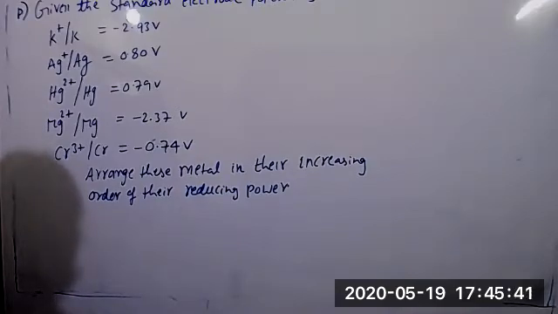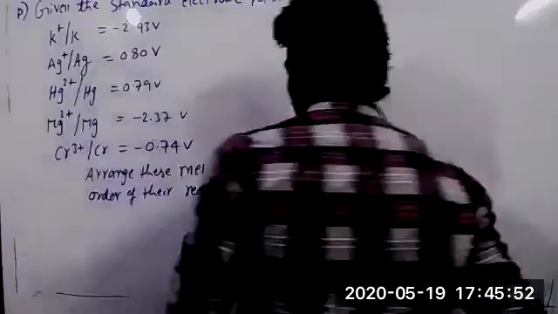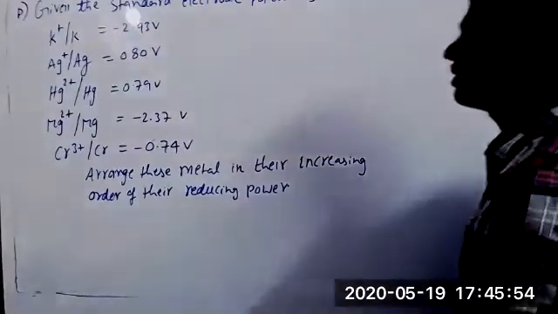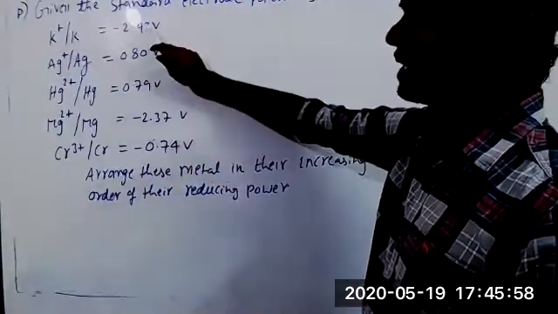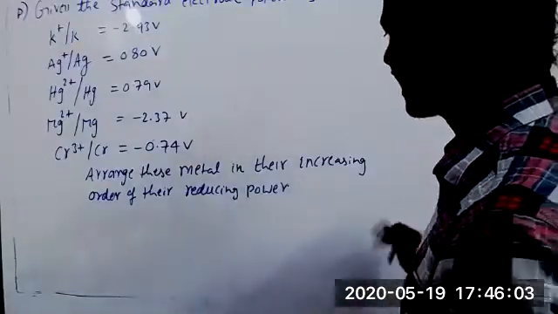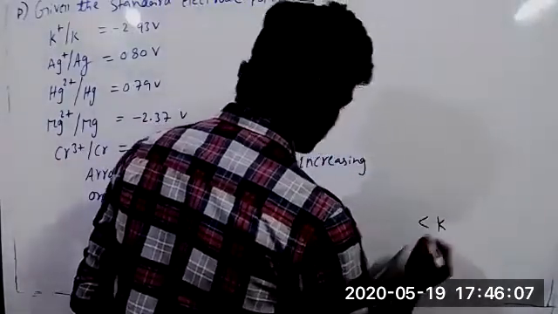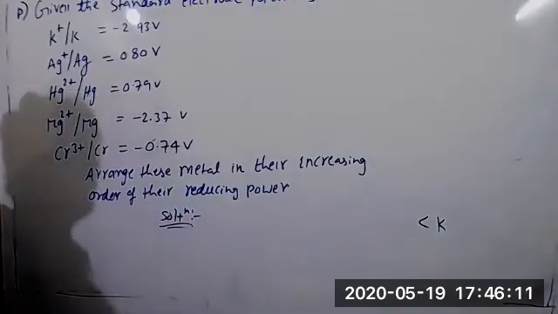Which metal is best for the reducing process? Potassium, sir. Very good. Potassium has minus 2.93, the lowest electrode potential, so it easily loses electrons. This is acting as the best reducing agent. So the highest is potassium, and the lowest is Ag.